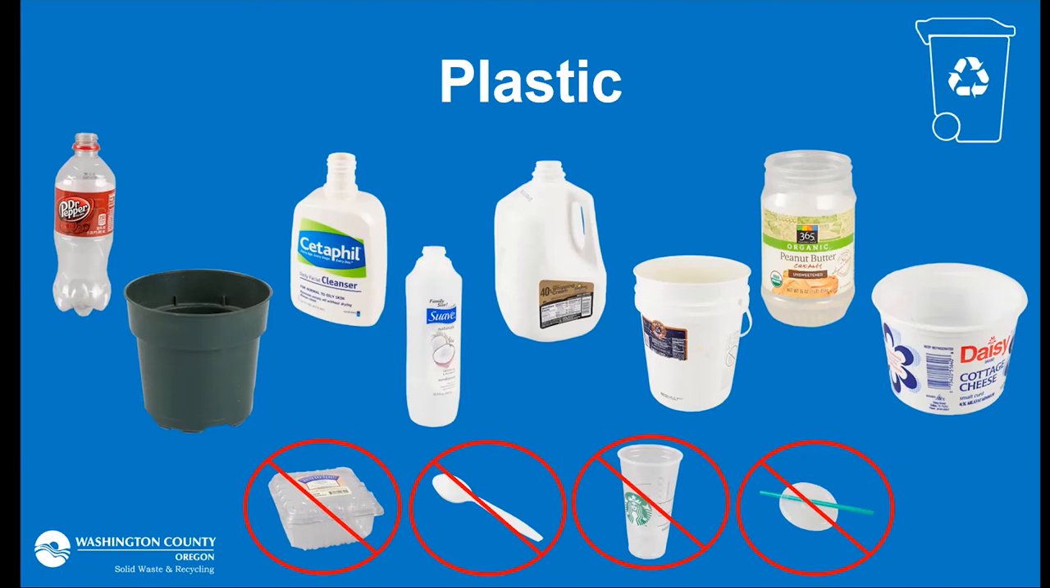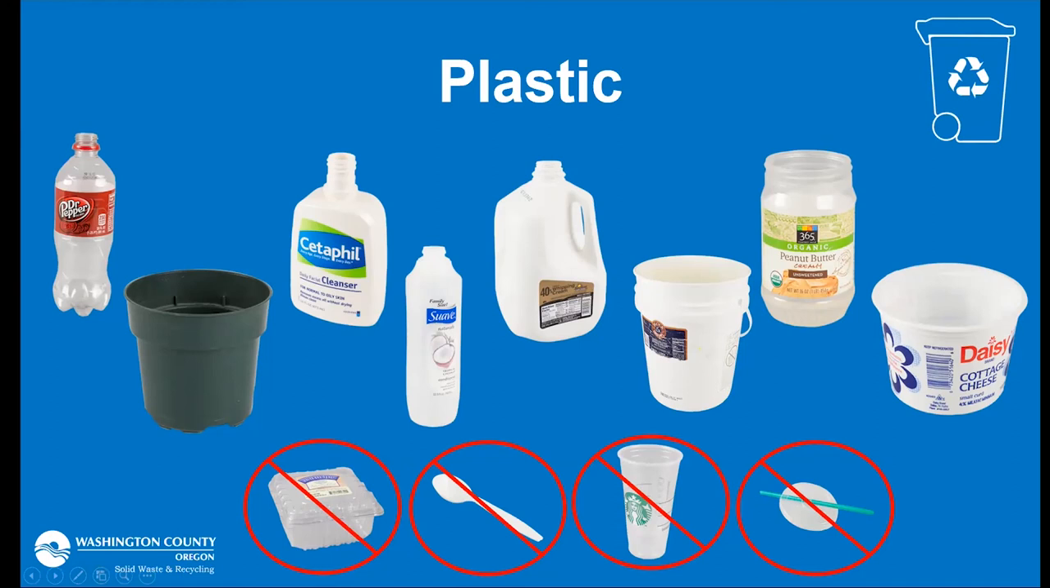Flower pots have to be 4 inches or larger. And they have to be rigid plastic, not that kind of crinkly plastic that seedlings and things come in. So those flower pots kind of fall under that round container rule. So when it comes to plastics, I like to tell people to focus on what goes in as opposed to what doesn't. If it's not a bottle, bucket, or round container, it probably isn't accepted in your mixed recycling. And if in doubt, throw it out.